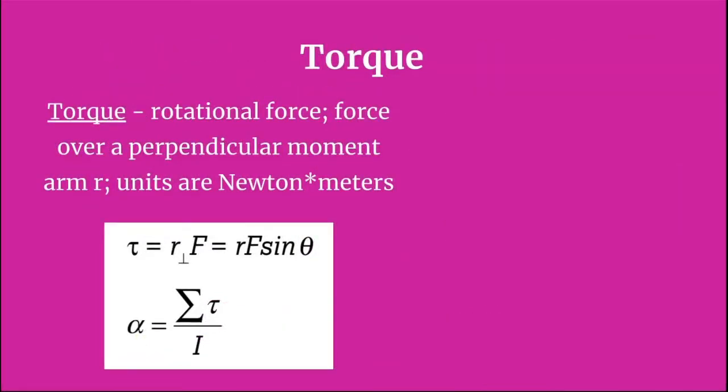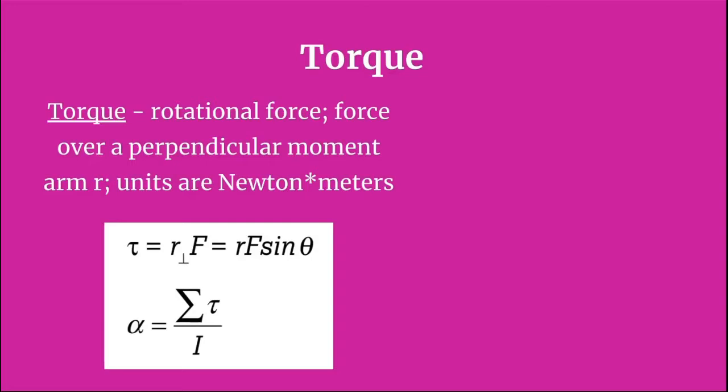The first step in understanding rotational motion is torque. Put simply, torque is rotational force. Just like force creates linear acceleration, torque creates angular acceleration called alpha. Like all rotational and linear analogs, torque and force are related by a factor of radius.